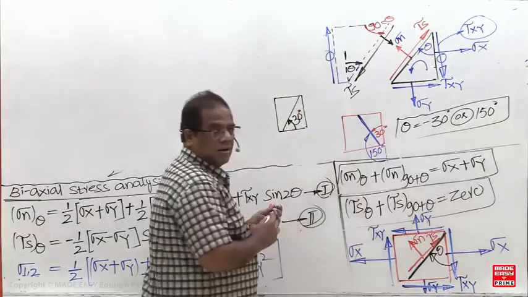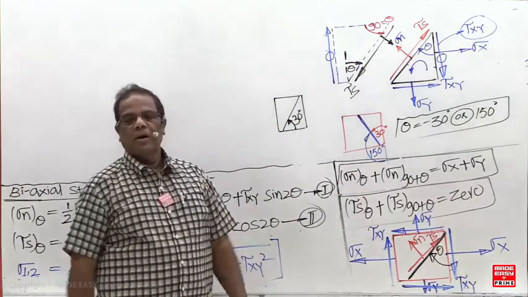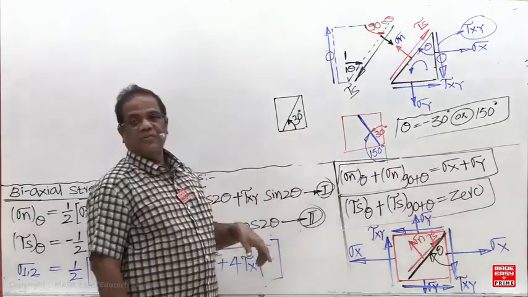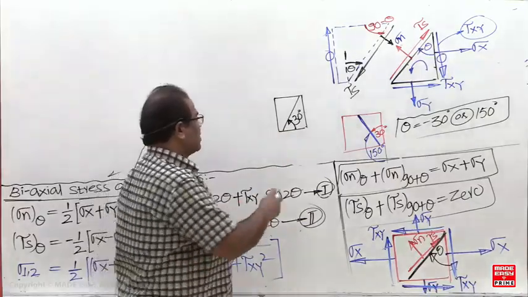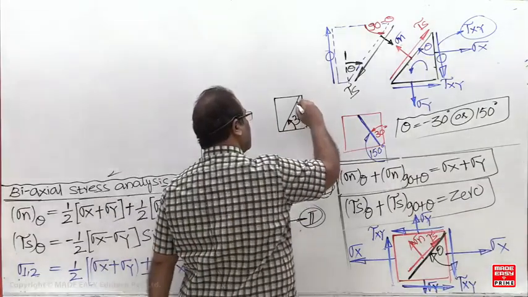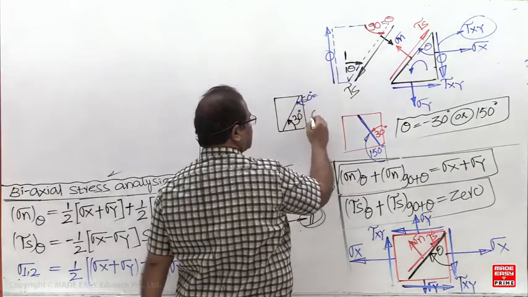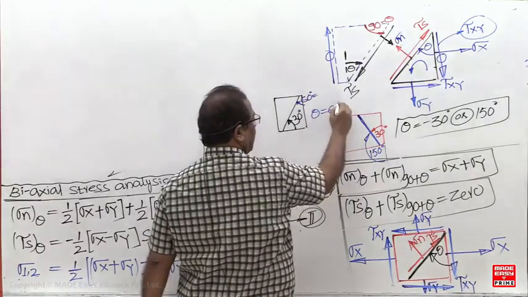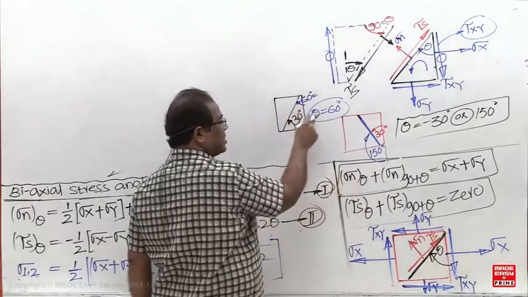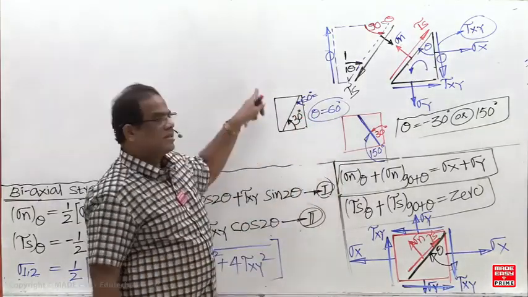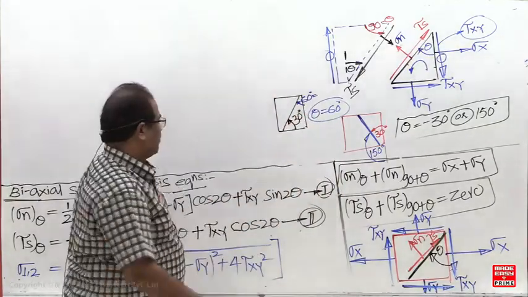Sometimes they are giving it like this. This is given with Y face, but we want X face. Then what is the theta value? Theta will be 60. Plus 60 or minus 60? Plus 60, clockwise.